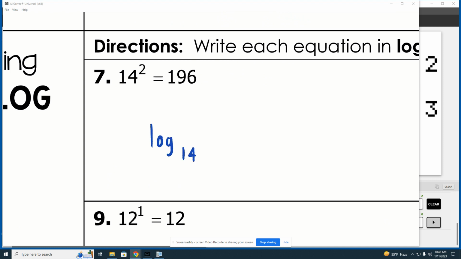Log base 14, and then again, we follow the loop, right? Log base 14 of what? 196. Equals what? Equals 2. And there it is. That's absolutely true. Log base 14 of 196 would equal 2.